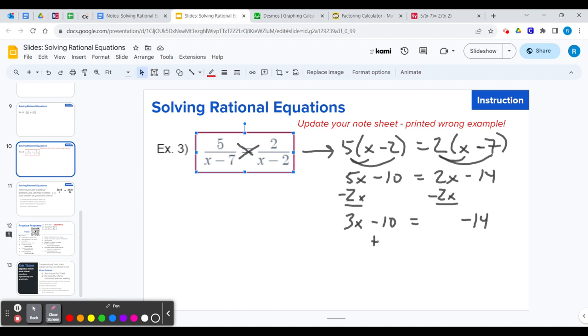Now I can add 10 to both sides. We get 3x equals, and negative 14 plus 10 gives me negative 4. So now I can divide by 3 on both sides to finish out my problem. And we can either write x equals negative 4 over 3, or you can write it as a decimal, which would be, let's punch it in the calculator real quick, negative 4 over 3 would be negative 1.3 repeating.